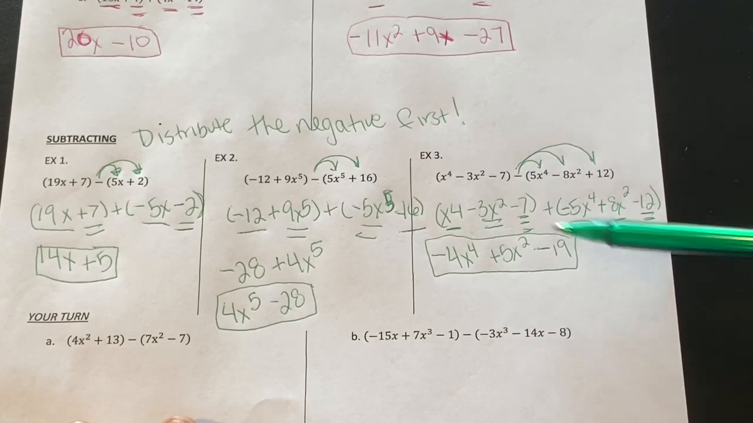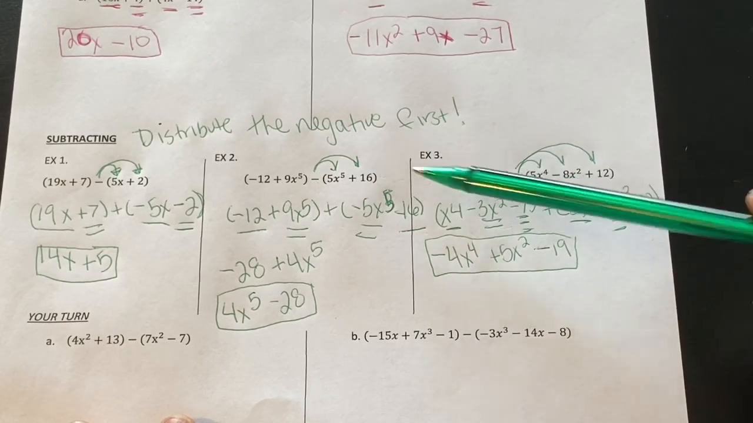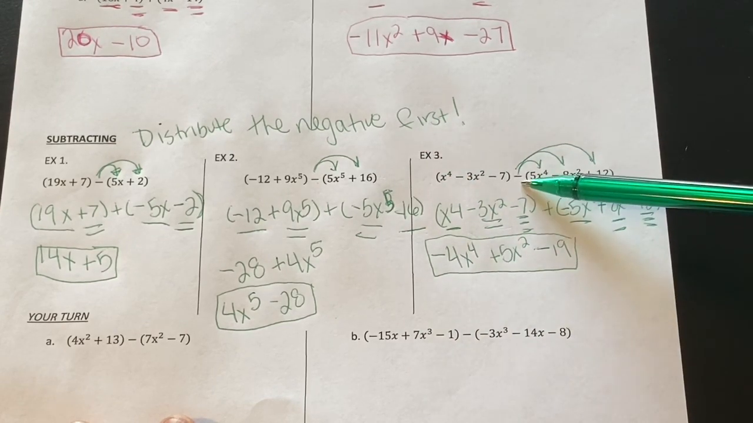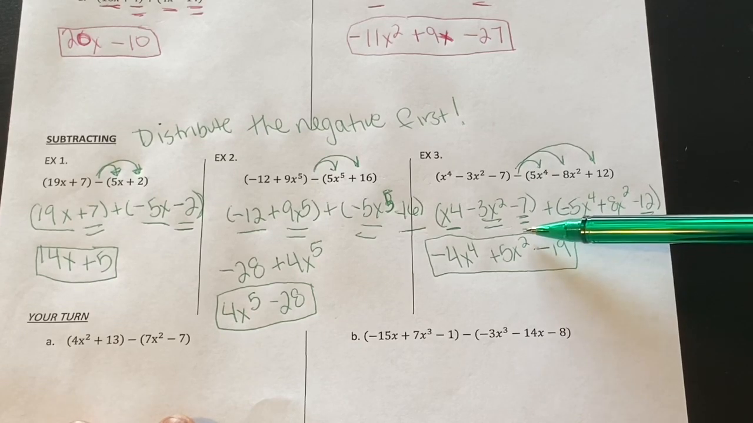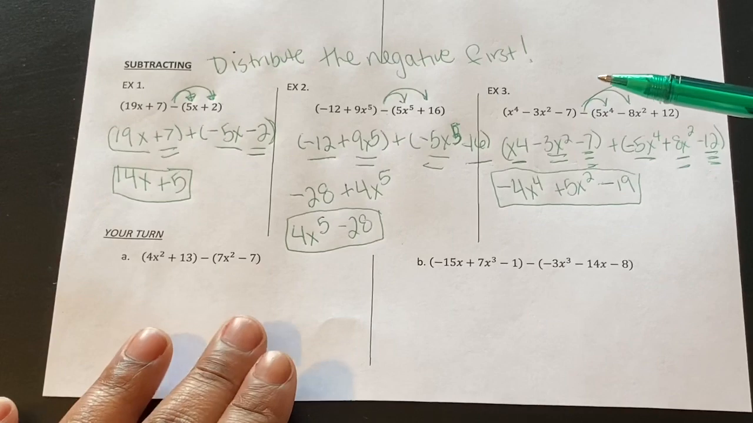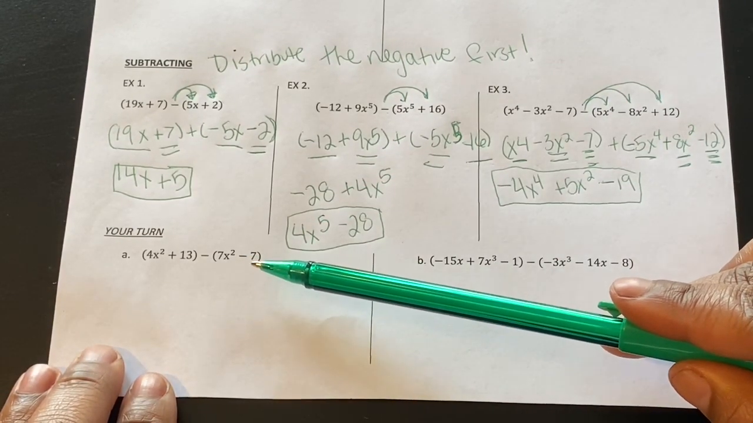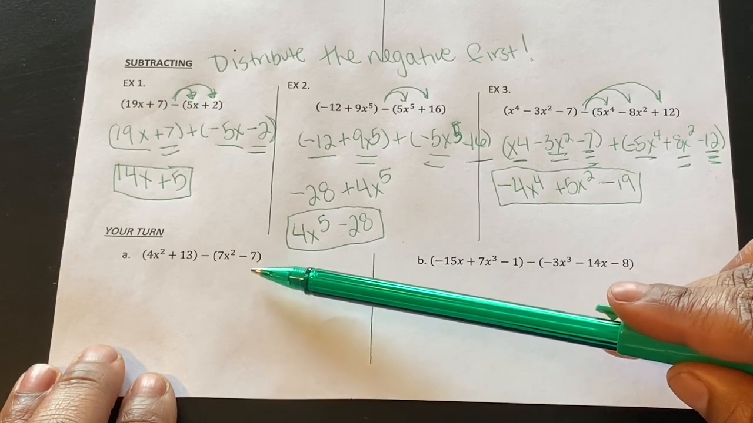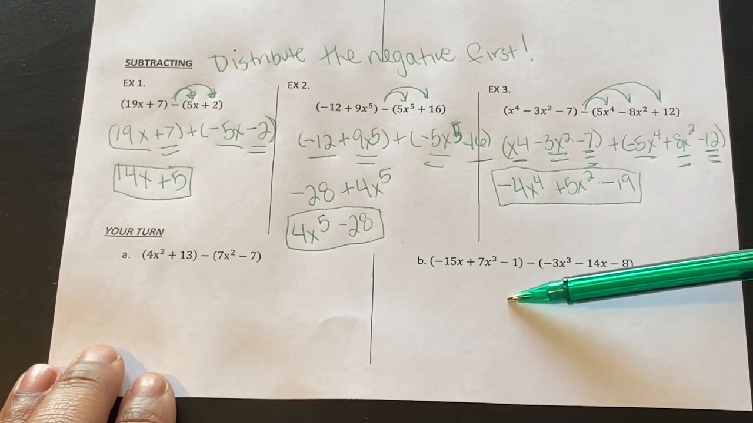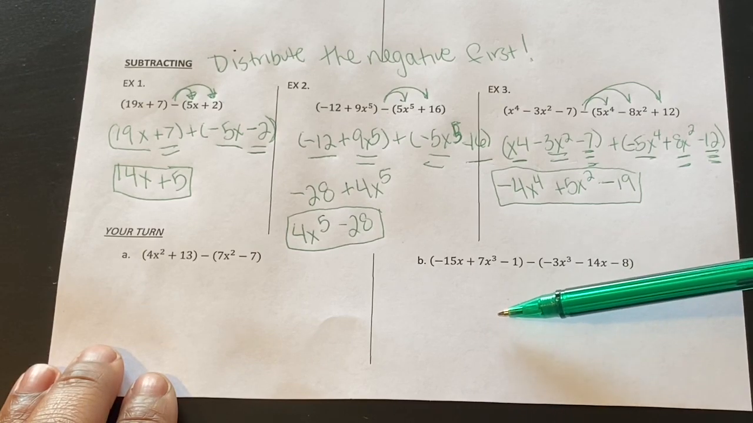The goal here is that since it's subtraction, all you have to do first is distribute the negative, and then you can combine like terms as usual. Your turn. Pause the video and try to use this strategy to subtract these polynomials, and then unpause the video to get the answers.